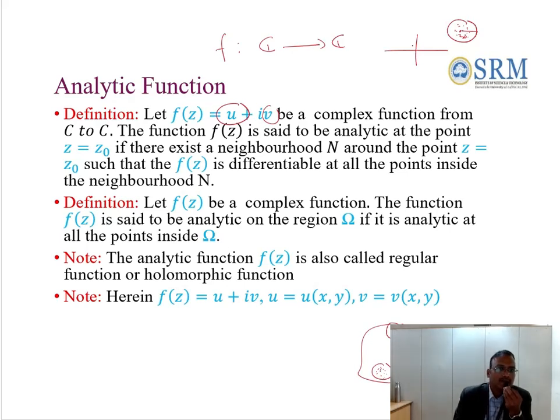Next note, the analytic function f of z is also called a regular function or holomorphic function. Okay, these are all special names. We can call it a regular function or a holomorphic function. Right, here as I told, f of z is equal to u plus iv, and here u is a function of x and y and v is a function of x and y.